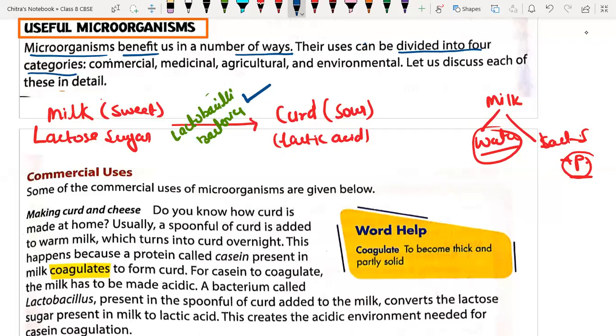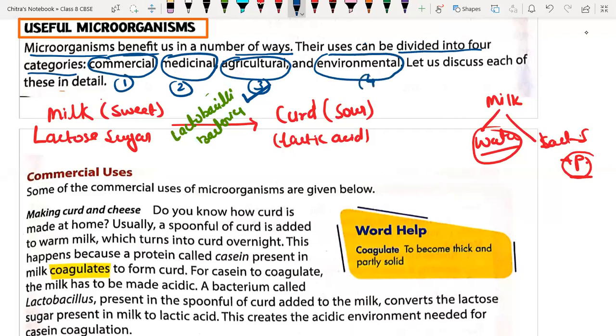Number 1, we have commercial level. Number 2, we have medicinal purpose. Number 3, we have agricultural purpose, and number 4, we have environmental protection. These are the 4 categories into which we have divided microorganisms on the basis of their uses. Let us discuss each one by one in detail.